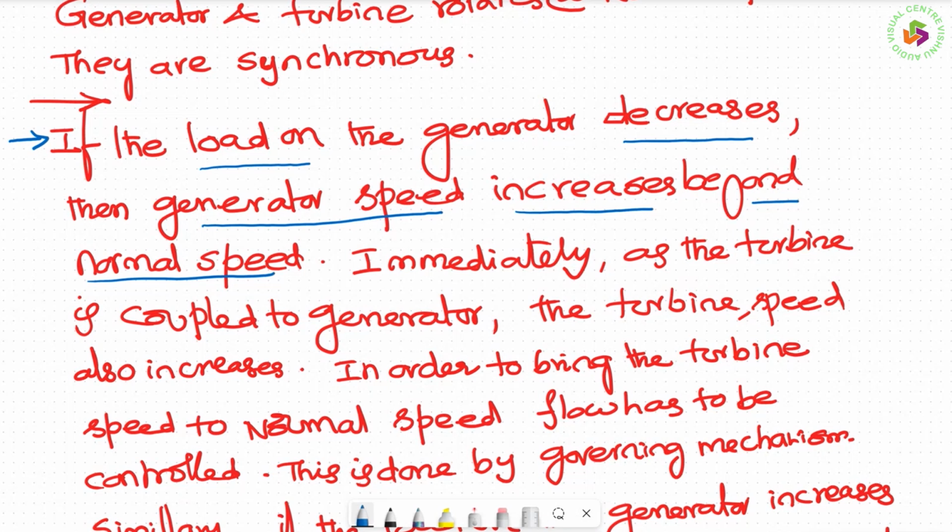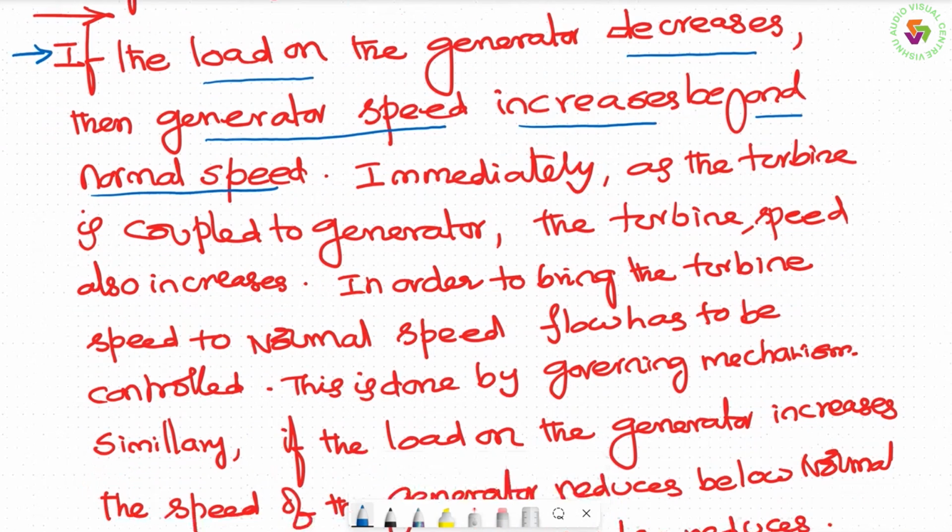Now suddenly what has happened? The load on the generator decreases. When it decreases, the generator speed has increased beyond normal speed. Naturally, the turbine coupled to the generator also increases its speed beyond normal speed. So both the turbine and generator are working beyond normal speed, which should not happen, so they have to be brought down to normal speed. How to bring them down?